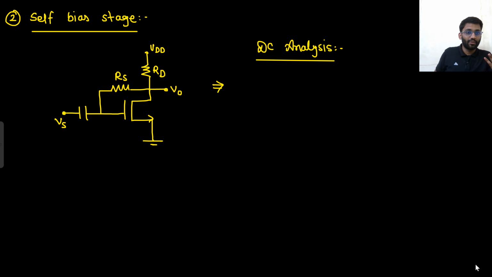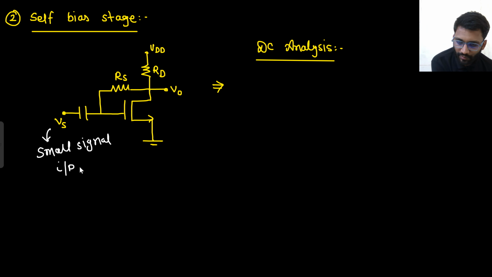So what different are we going to do here? Self-bias circuit. This is the self-bias circuit. So what is happening here? Let's do the DC analysis. In DC analysis, this will be gone. What is this? This is small signal input voltage.